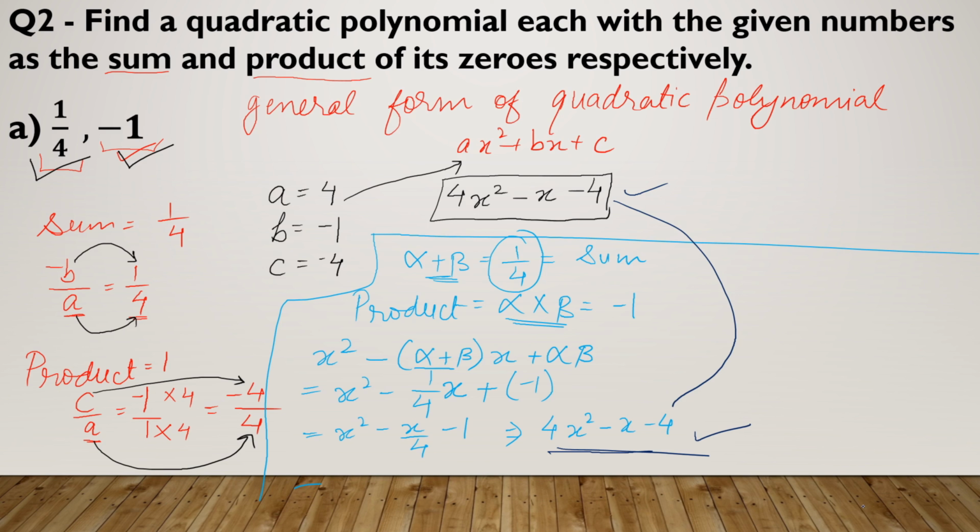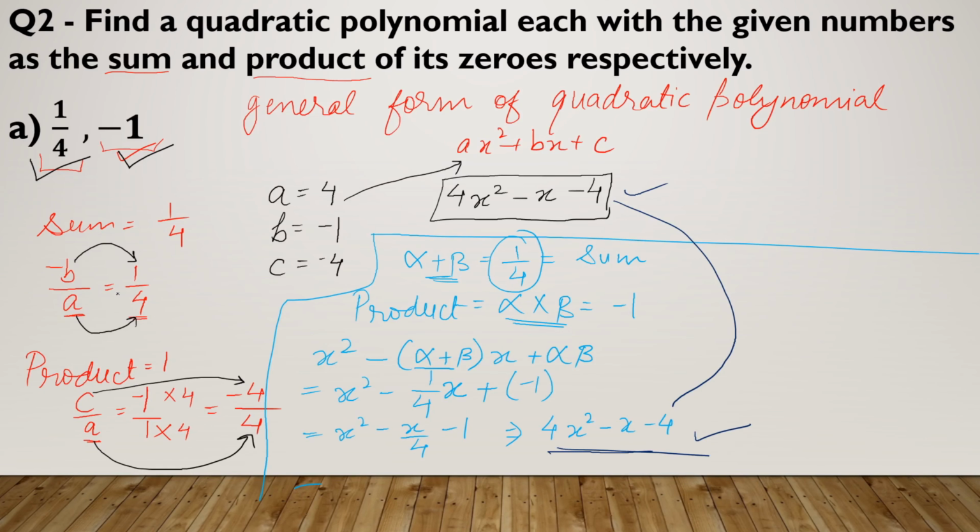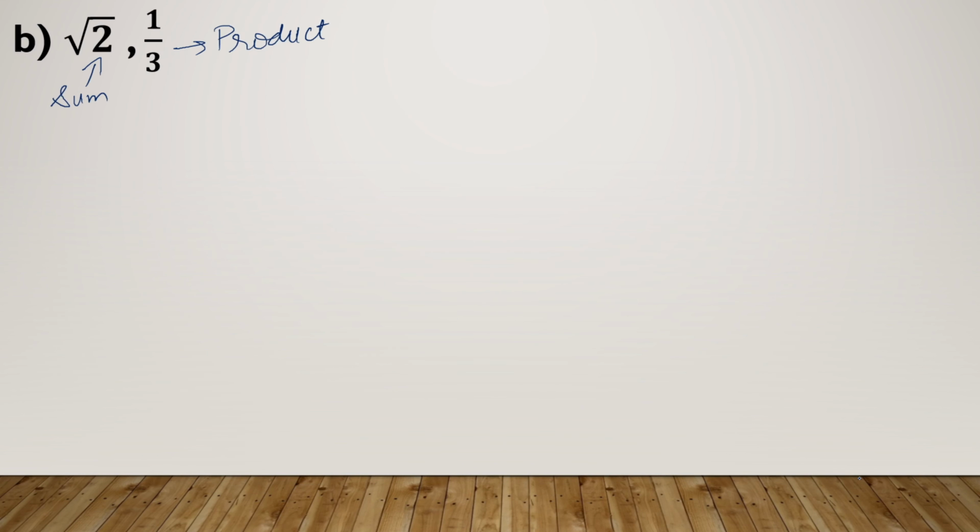Let's do one more question. So here we have root 2 and 1 by 3. So again the same thing. This root 2 is the sum and 1 by 3 is the product. I have chosen this because here there are roots. Although root or not, it doesn't matter at all. The thing is, you can either choose this method that we did according to the examples, or you can do the other one. Whichever you feel is better, you can choose. Okay. So let's do this question again.